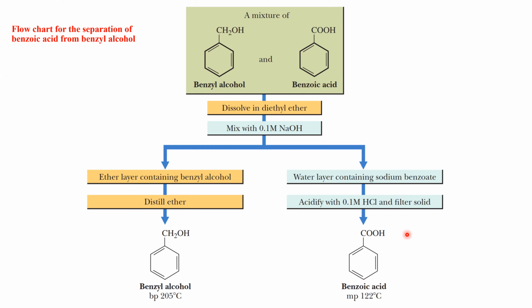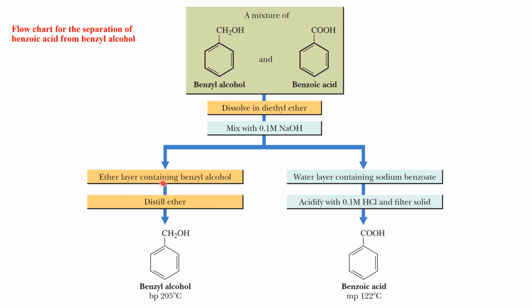Now in these two layers, in the ether layer, the benzyl alcohol is there, because benzyl alcohol is not that strong an acid that it can make the salt with the sodium hydroxide, while the benzoic acid does form the salt with the sodium hydroxide. So it means that it has converted into water soluble sodium benzoate, and the benzyl alcohol is in its as-such form, and that is in the ether layer.